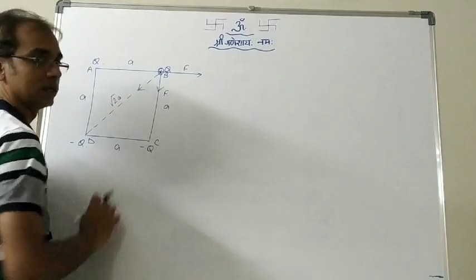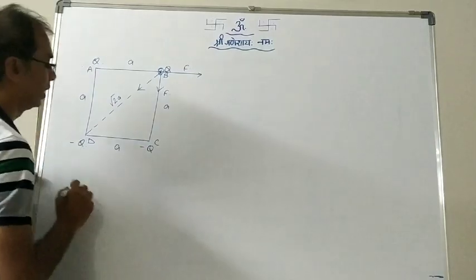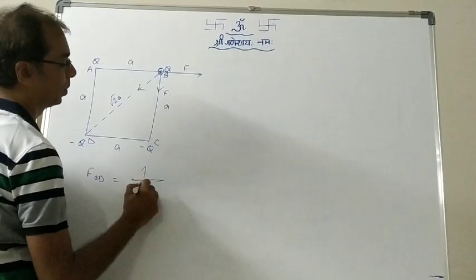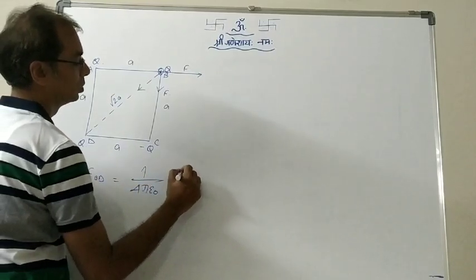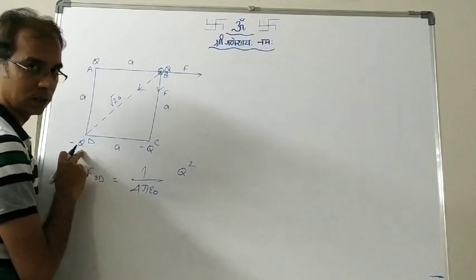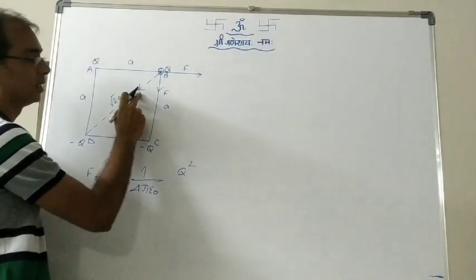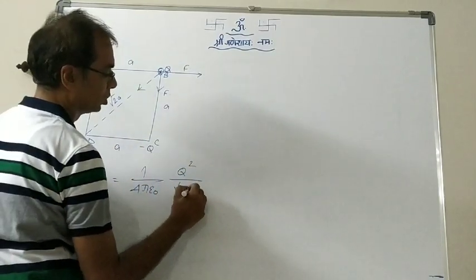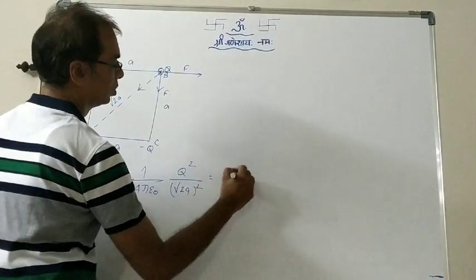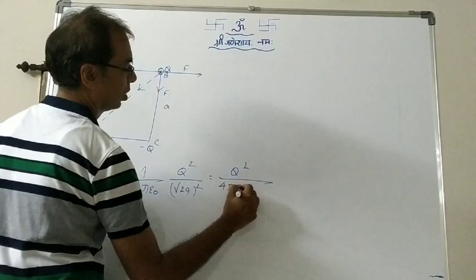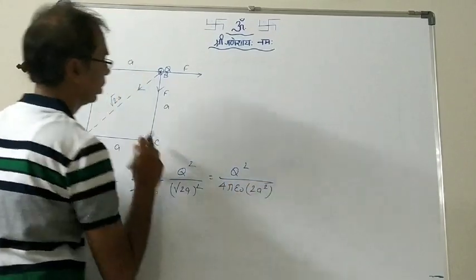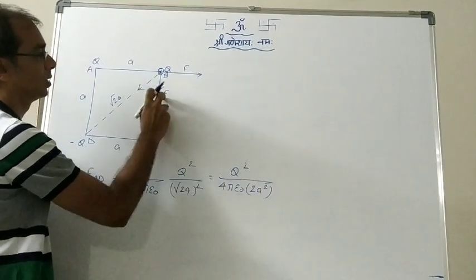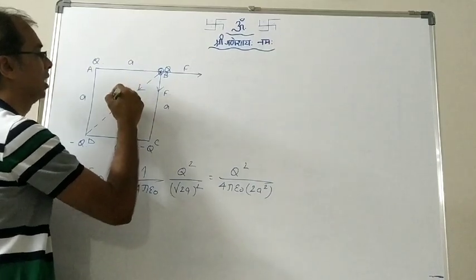So what will be the force in this case? The force between B and D will be 1 by 4 pi epsilon naught Q square. I am writing Q square, not minus Q, because the minus Q has already been used to take the direction, so you don't have to write minus Q again. So Q square by root 2A whole square, which is Q square by 4 pi epsilon naught 2A square. The force between the other charges is Q square by A square, so this is basically half of F. So here the force is F by 2.